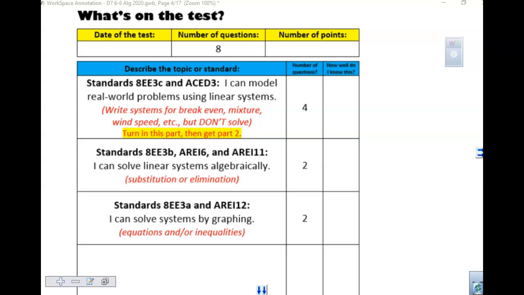The second part of the test, I'll give you solving with substitution or elimination. And some of you, I'm handing back some old stuff. I just wasn't sure if the sub handed these back or not, or you might have seen your answers.